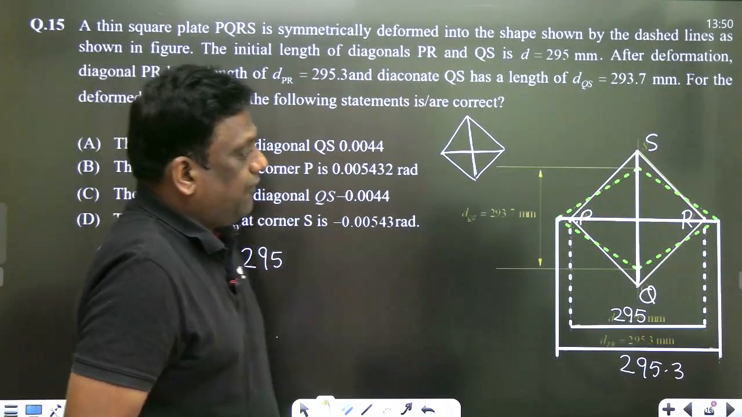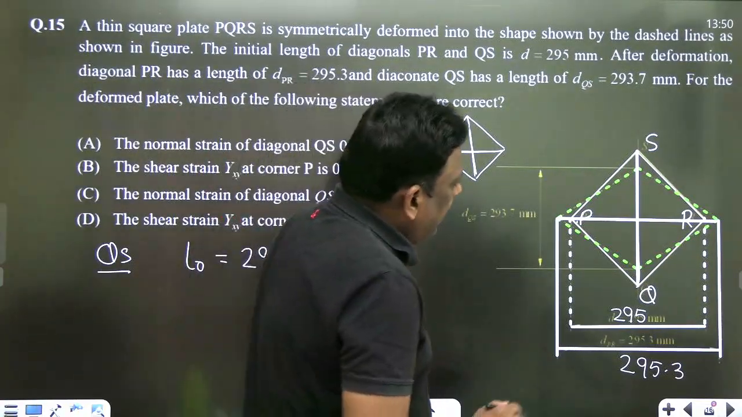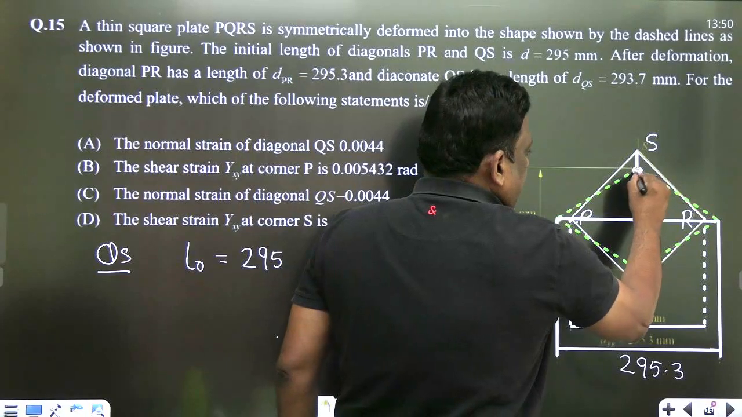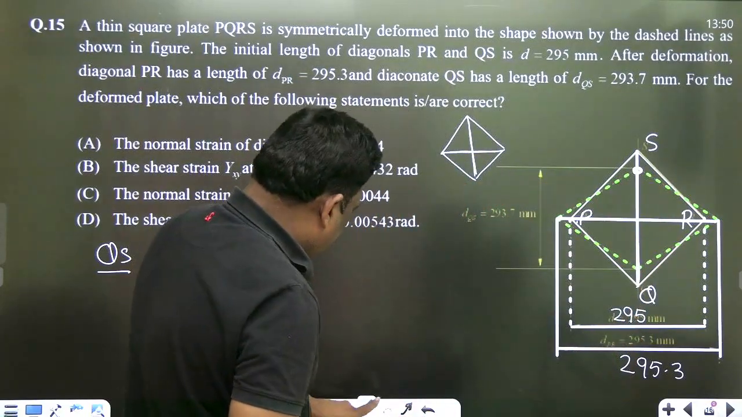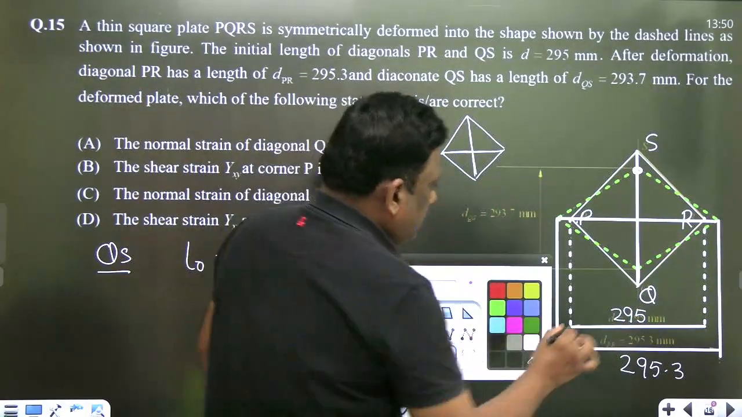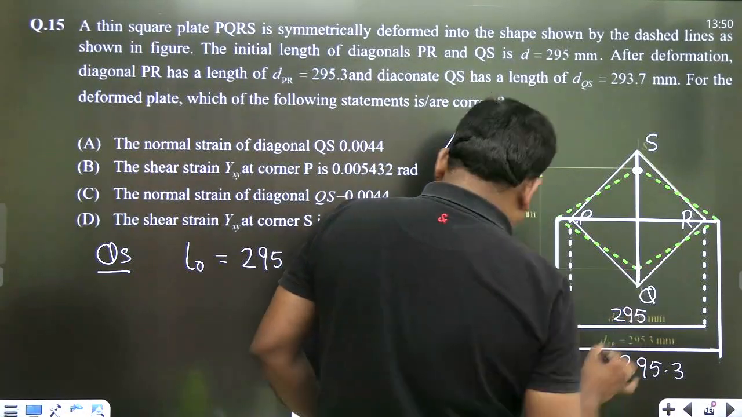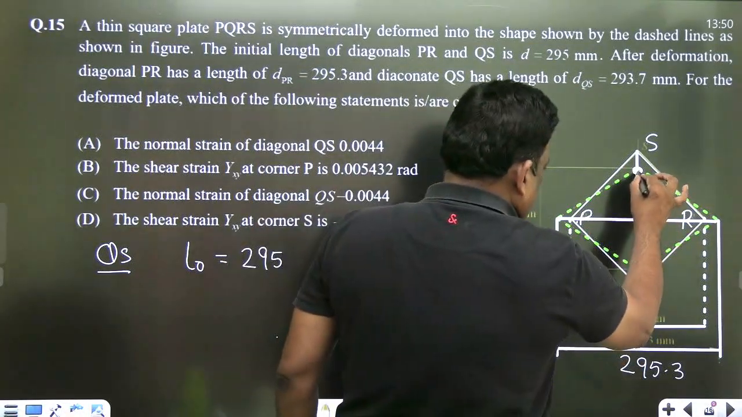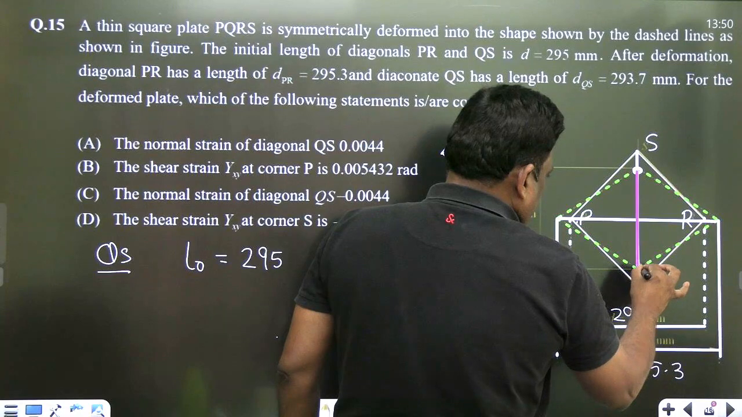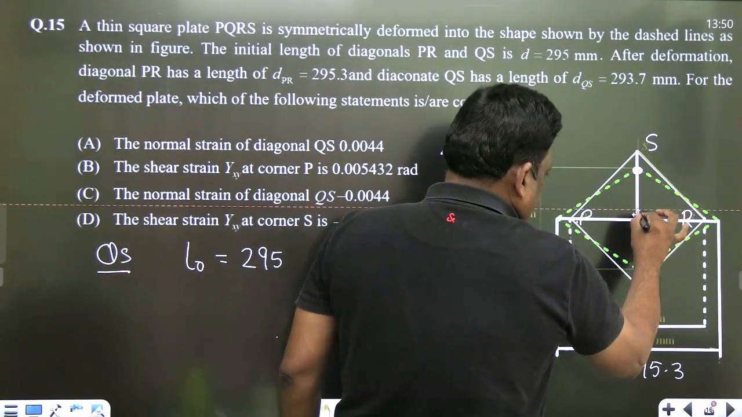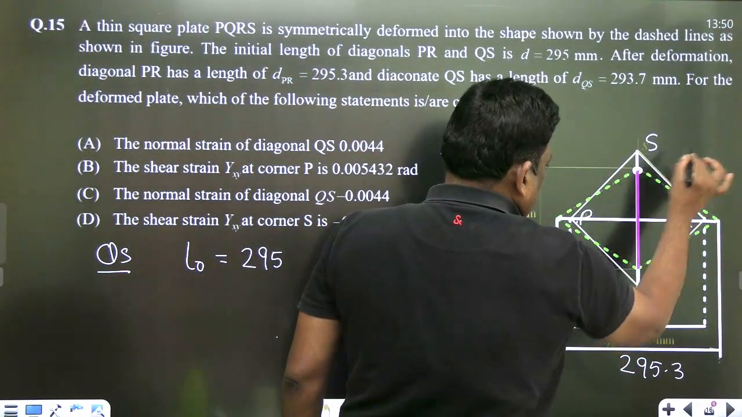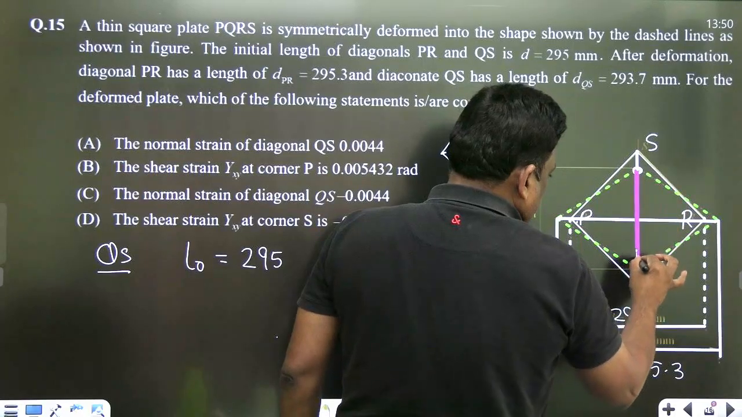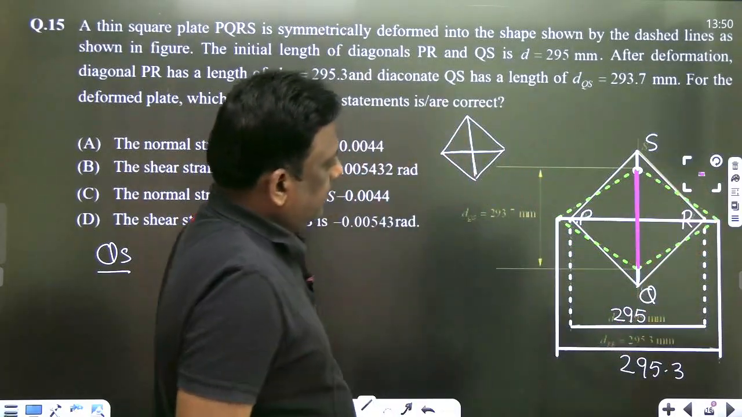Now let us see what the final length is. Observe. The final length is from here. I will show it in a different color. This is the final length, dear students. This is the final length.